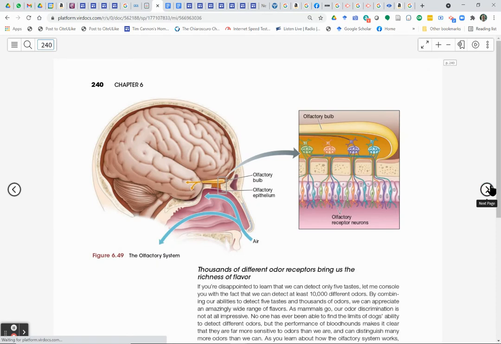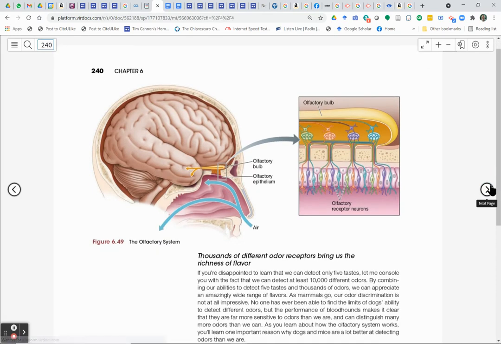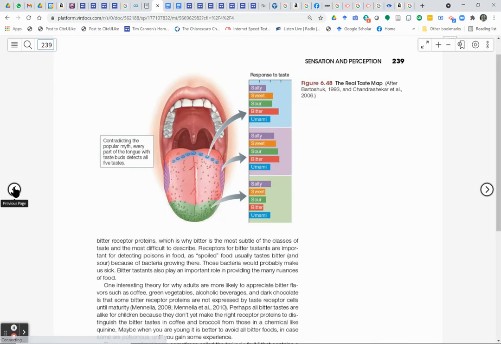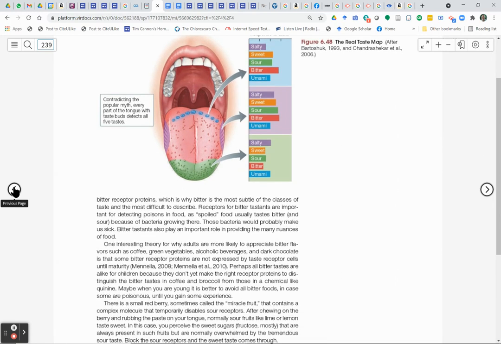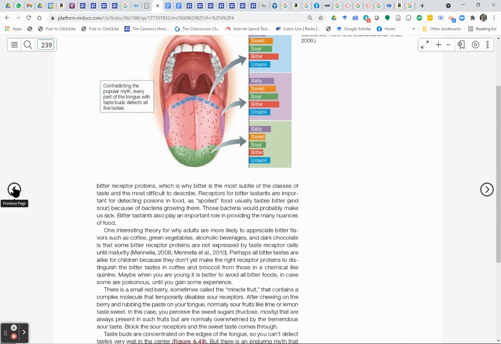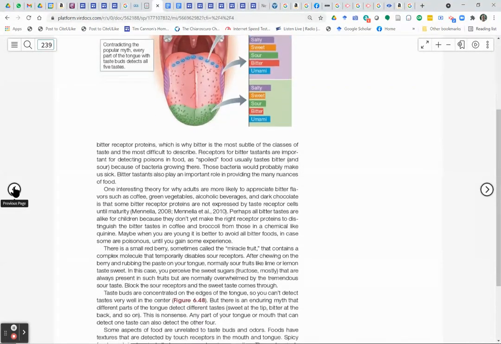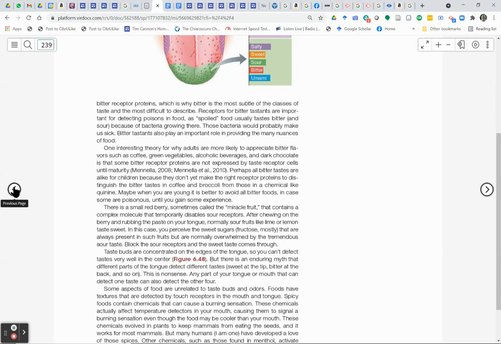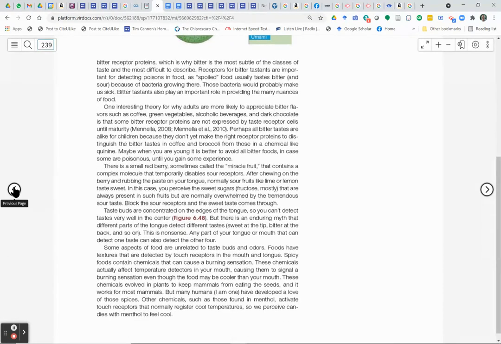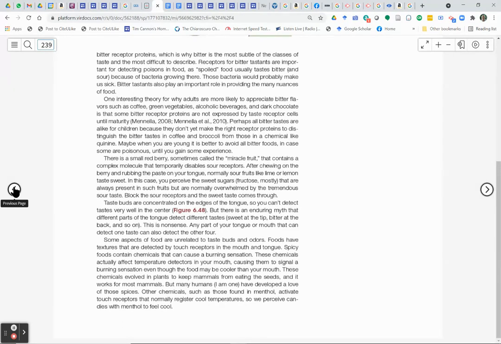That different parts of the tongue are differentially sensitive to different tastes. In fact, in our education department here, I saw that graph. It's not true. You can taste virtually everything everywhere. It's a myth. Trust me, it's a myth.